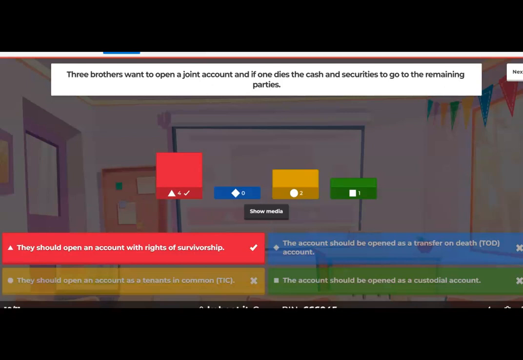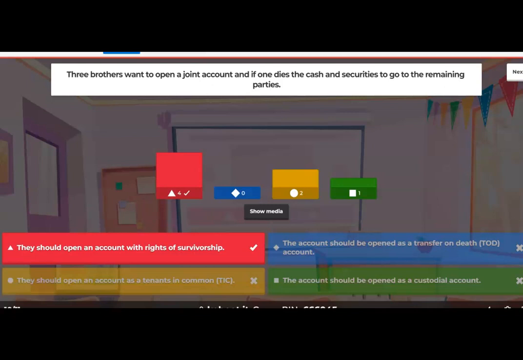Is that the same as TOD? Sorry, as a joint account with rights of survivorship? No. In a TOD account, it would be just one person's property. Or they could make them joint accounts, but then they would name a beneficiary who won't be on the account. The beneficiary will not be an account owner. They have rights of survivorship, but once it's transferred upon death, then they would become an account owner. It would become their property.